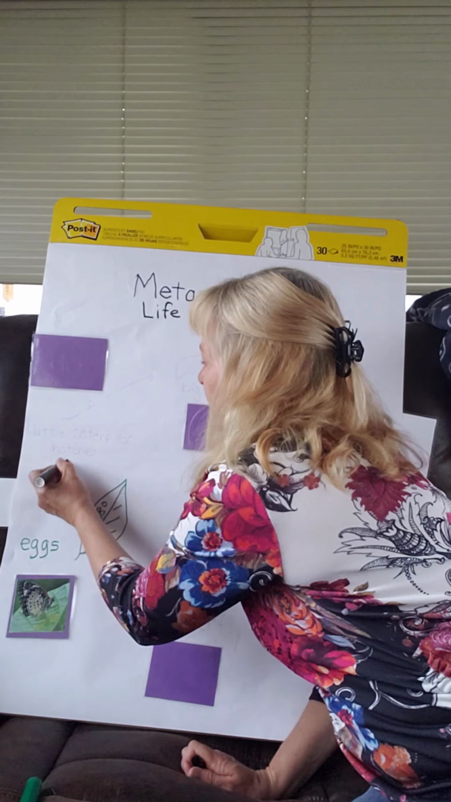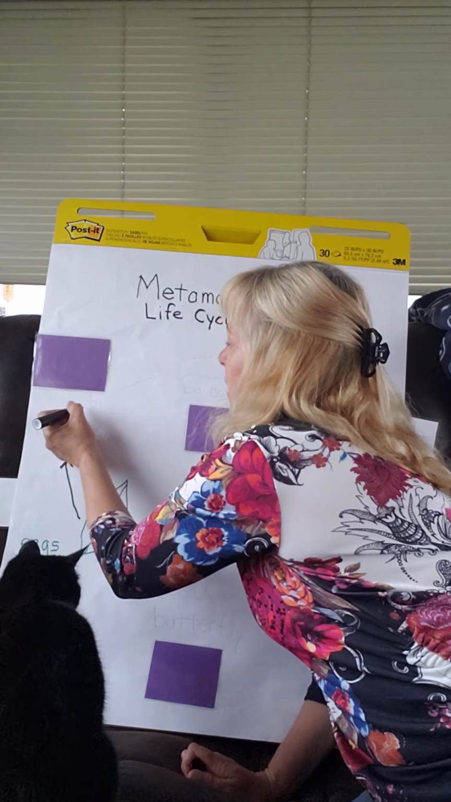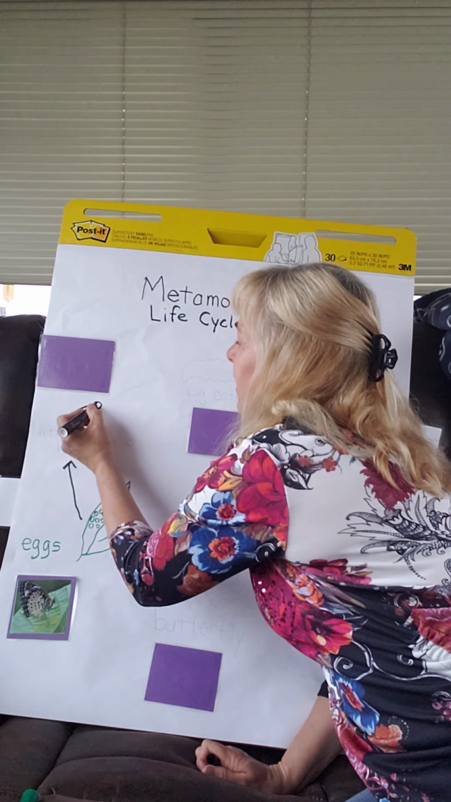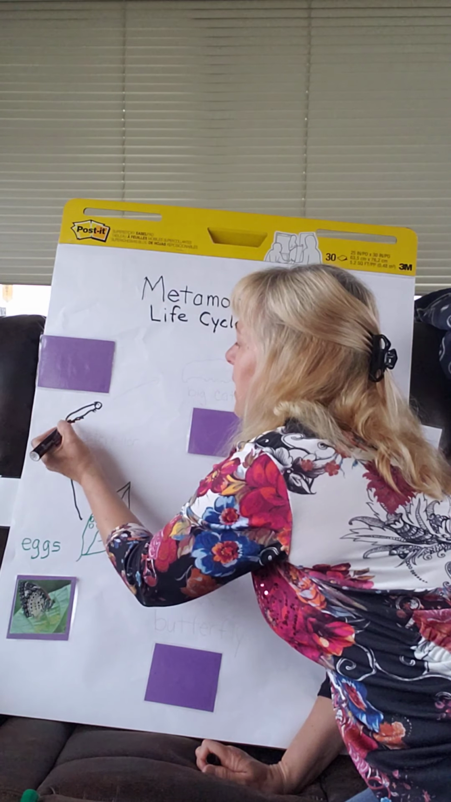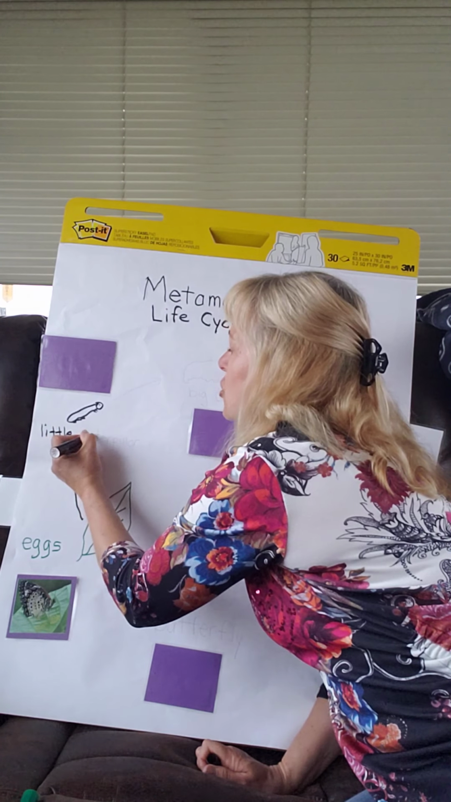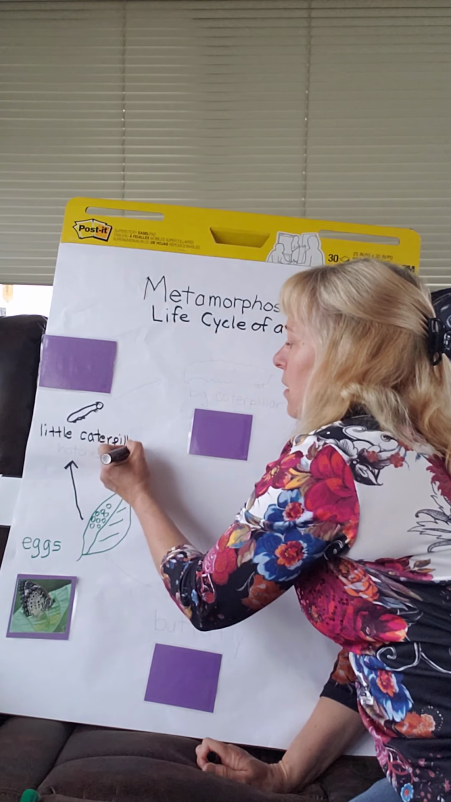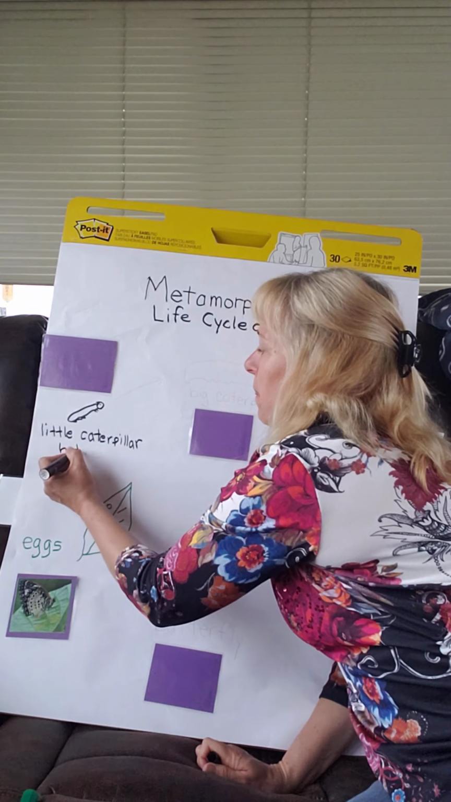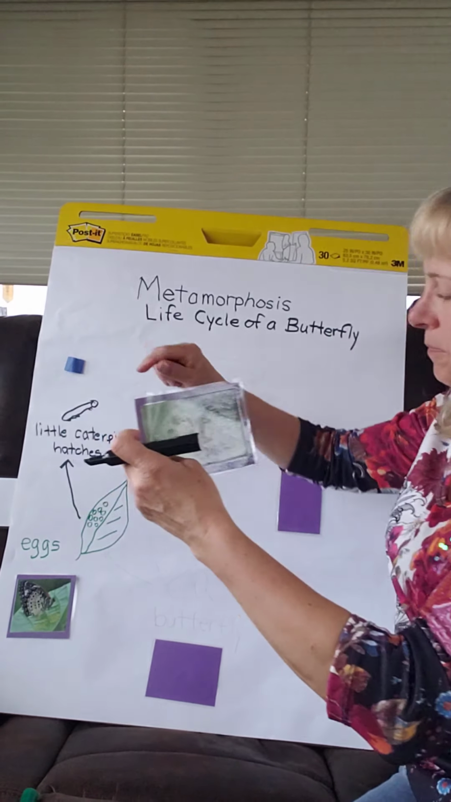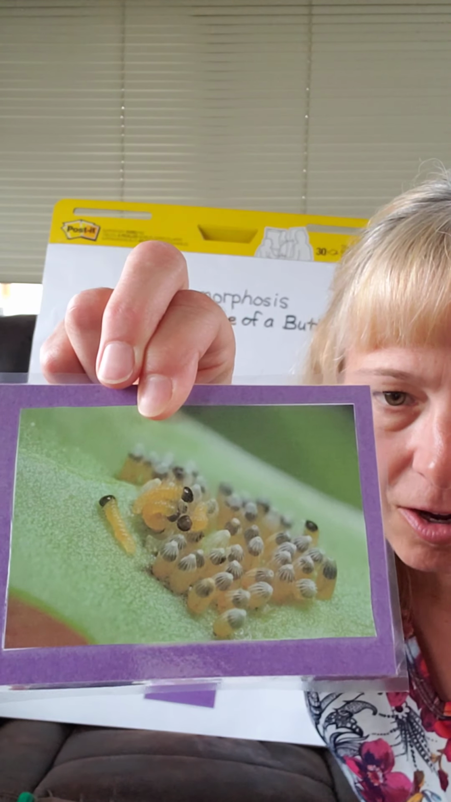So, we'll draw this arrow going up like this, because we're going to be making a circle. And I'm going to write on here, here's our little caterpillar. Here he is. Oh, when he comes out, he's very tiny. So, a little caterpillar hatches out of the egg. So I'll show you what this looks like. This is a picture of little caterpillars hatching out of their eggs on a leaf.